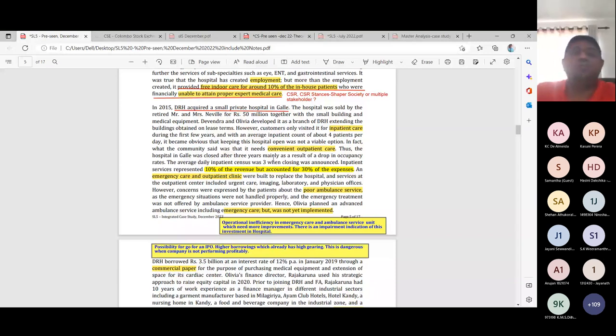In 2015, DRH acquired a small private hospital in Gold. Now, see, they acquired another hospital. This is the second hospital, no? The initial one we have in Colombo. Now, the second one. In 2015, DRH acquired a small private hospital in Gold. The hospital was sold by the retired Mr. and Mrs. Neville for $50 million, together with the small building and medical equipment.